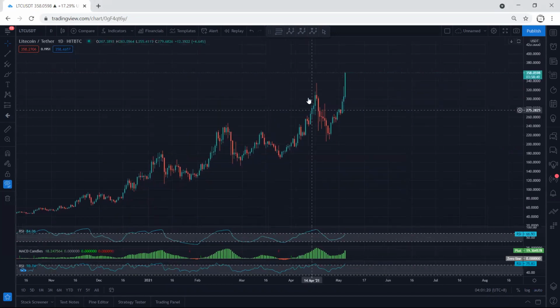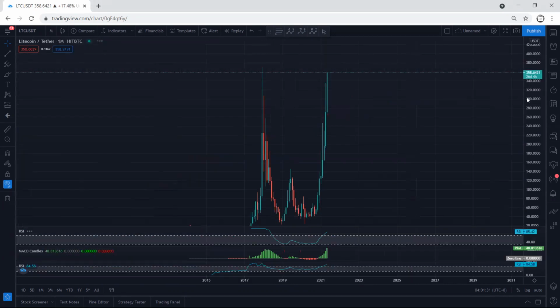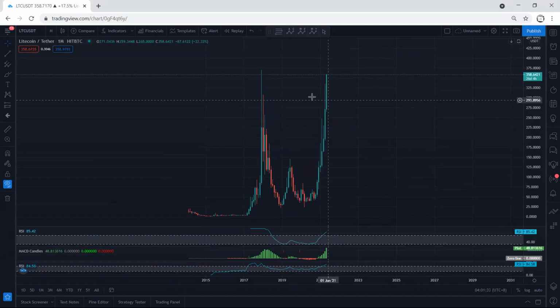We have been looking for the breakout of the previous top, which is this one, and we got, and now we're looking for continuation. We have a divergence. We don't need to care for that. We, for sure, the price can continue. And if we move to monthly chart, we're looking for the breakout of the highest price, which is 370. All right.